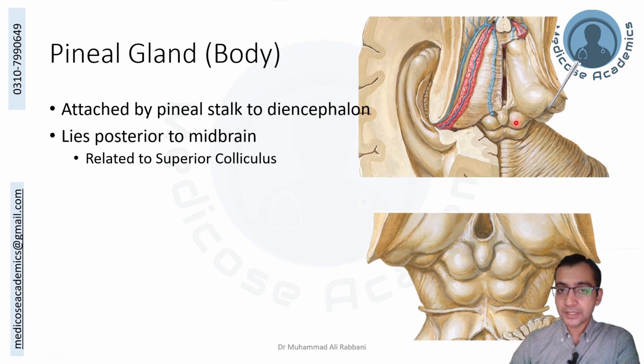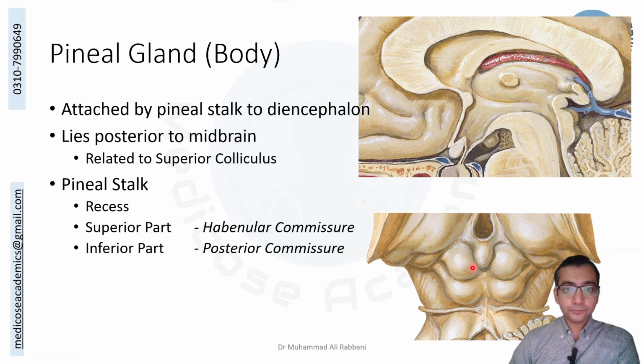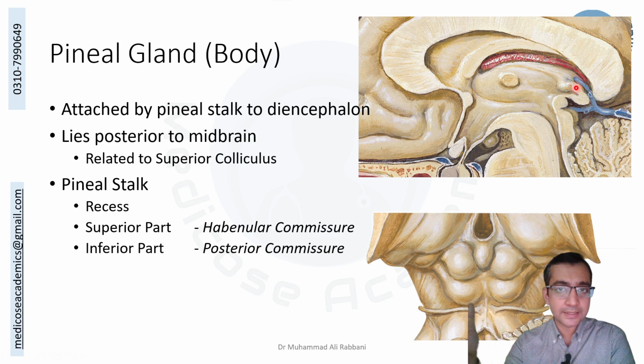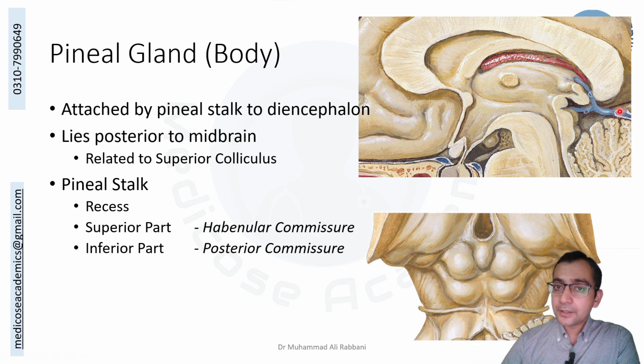The pineal gland or pineal body is present on the posterior aspect of the diencephalon, connected through the stalk. It is overhanging the posterior aspect of the midbrain. You will see it lying between the two superior colliculi. This particular structure is hanging with the pineal stalk, and this stalk is hollow from inside. So this is the pineal recess of the third ventricle. We will discuss the recesses in the ventricle lectures. And this is the pineal recess. Above it there is the habenular commissure. Below it there is the posterior commissure.